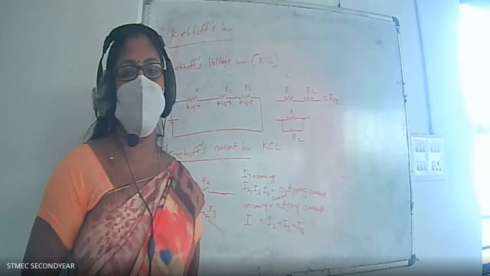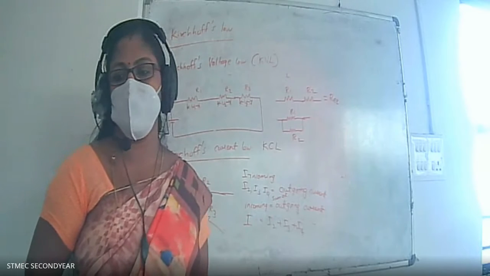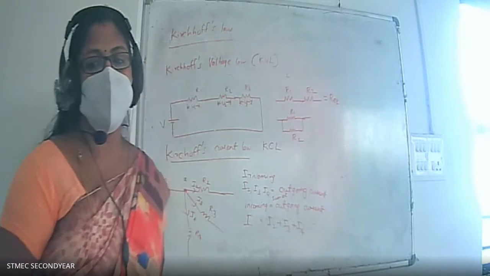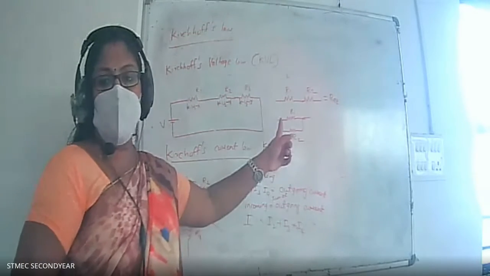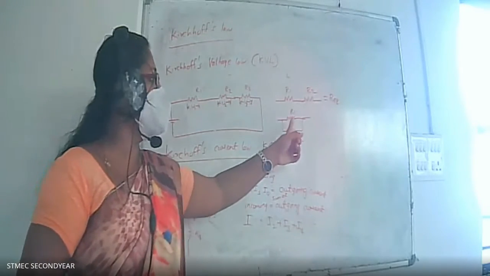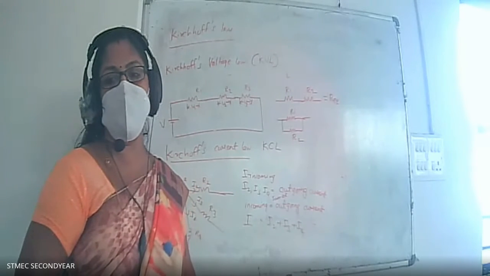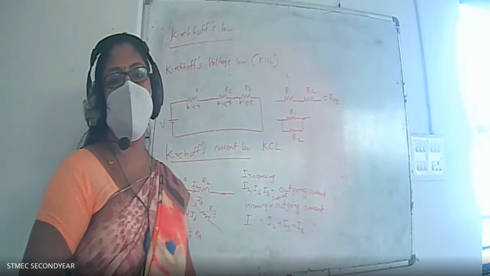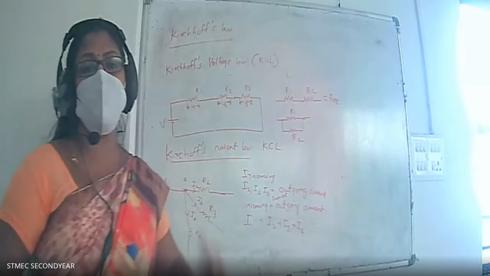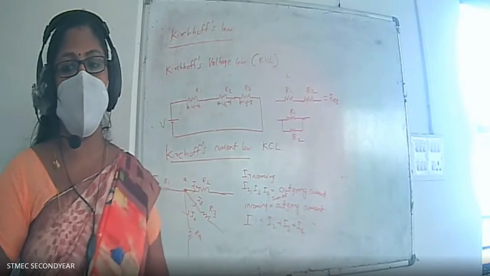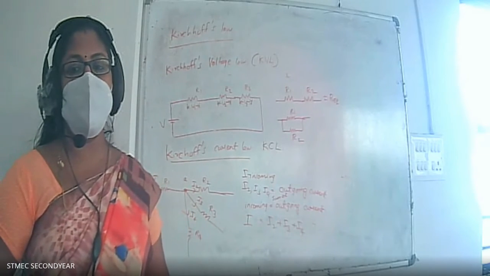Anas Roshan. Anas Roshan, are you there? Anas, can you say, R1 and R2 are connected in parallel, what is the equivalent resistance? That is a simple thing. You should say the answer.